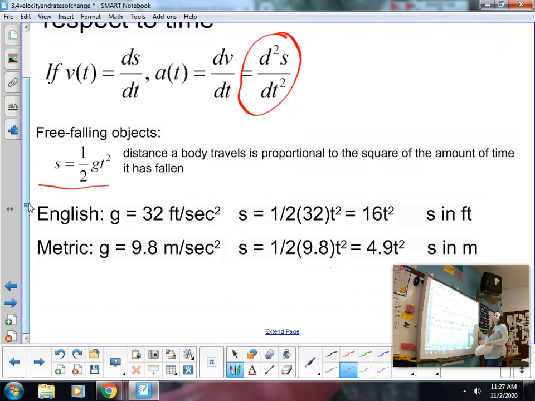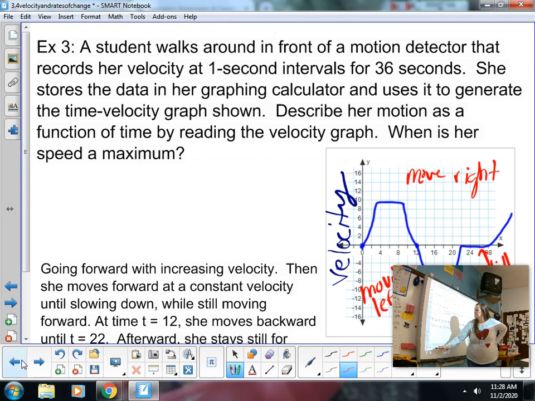In the English system, your g is going to be 32 feet per second squared. That is what we use in this class quite a bit. And then the equation you would see is 16t squared. Whereas in metric, you're looking at 9.8, and so that equation is going to be 4.9t squared. So that's a little bit of difference between the English and the metric system.